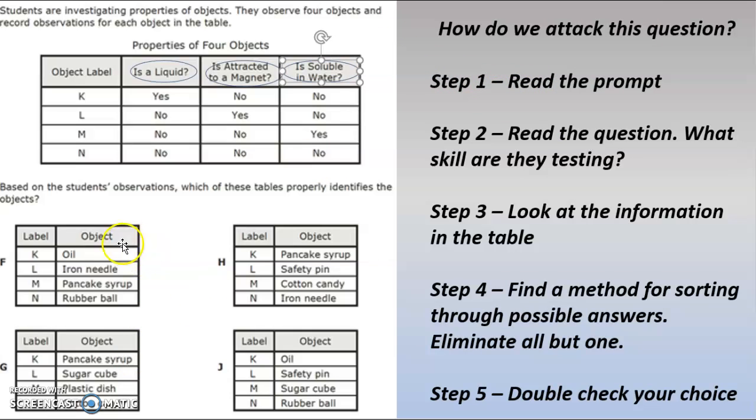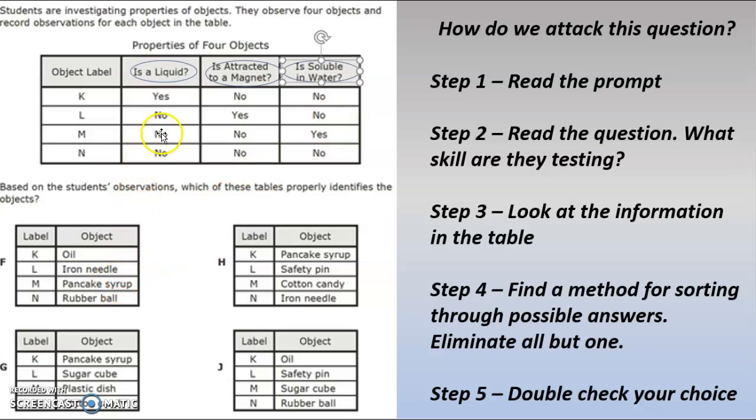And all we have to do is go down here and look at these and say, well, which of these matches up on each one of these? So for K, let's look at the first selection, F. It says K is oil. Is it a liquid? Yes. Is it attracted to a magnet? No. Is it soluble in water? No. That matches up. L, iron needle. Is it a liquid? No. Is it attracted to a magnet? Yes. Iron needle is attracted to a magnet. Is it soluble in water? No.